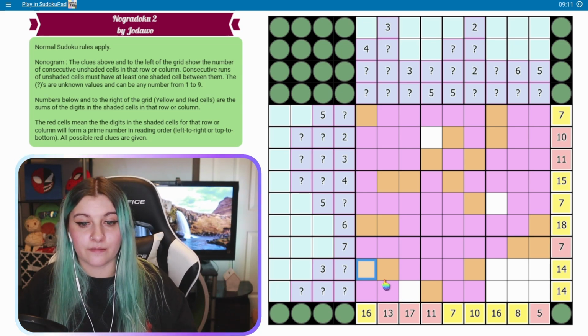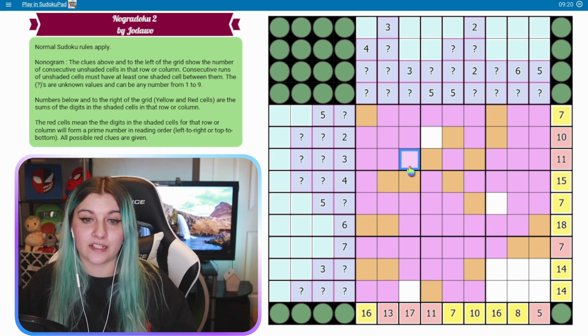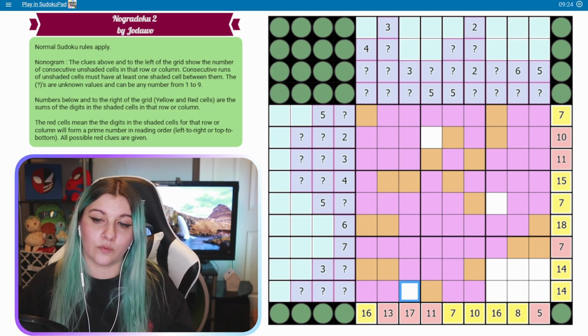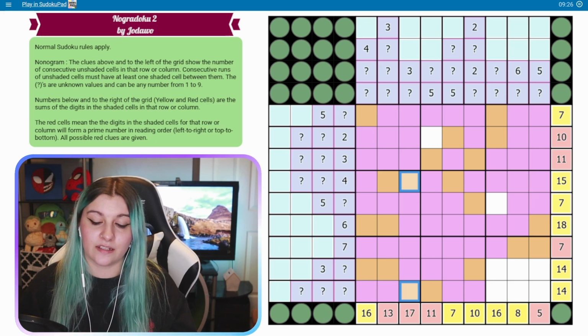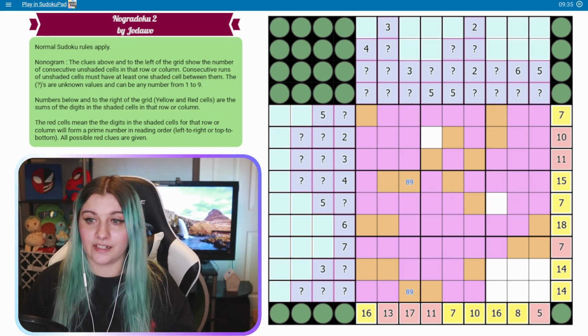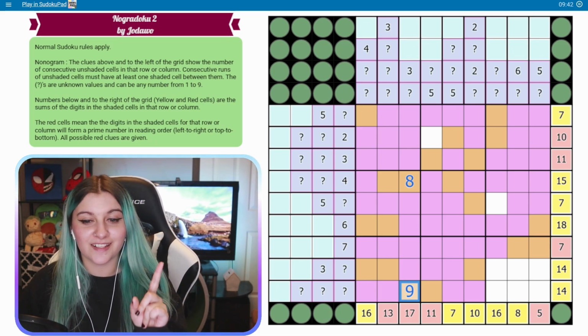Are there any gimmies? 3 cells for 16, 3 cells for 13. What? Well, okay, there you go. This 17 tells me that I need a second cell because I can't do 17 in one cell. So this is going to be an 8, 9. And it needs to be a prime number. 98 is not prime. So I'm hoping 89 is. I was thinking it was divisible by 13, but that is not true. 89. We got some digits.